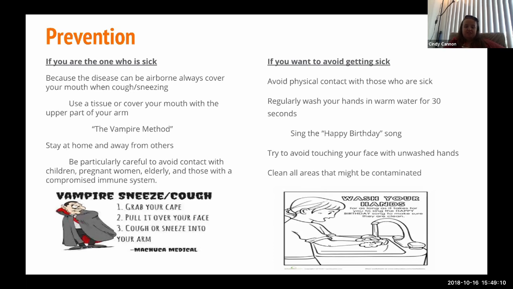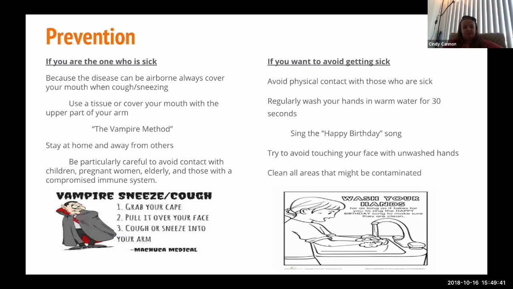When you're the one who's sick, to help prevent that disease from spreading to other people, one thing you want to do, because it is an airborne disease, is cover your mouth when you cough or sneeze, either by using a tissue or a cloth, or a popular method is covering with your arm, what's called the vampire method, as they've been teaching. It's just covering your mouth with the upper part of your arm, just like a vampire does with his cape.